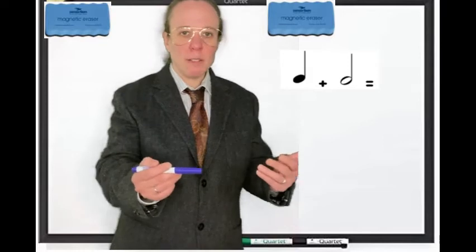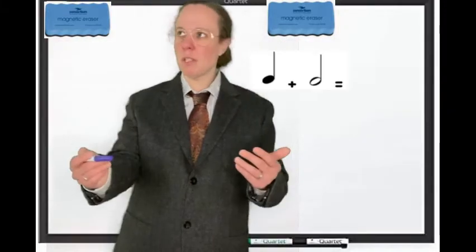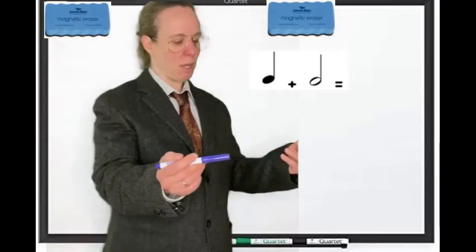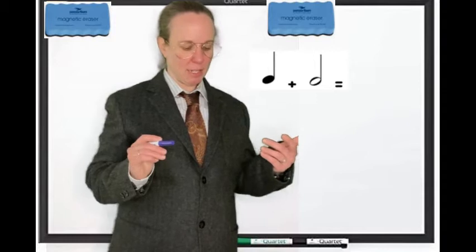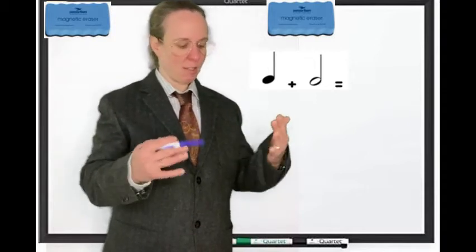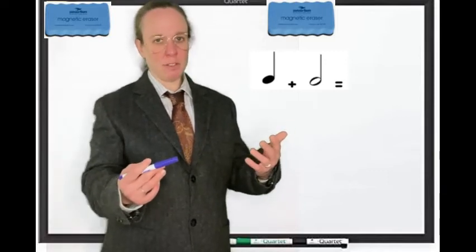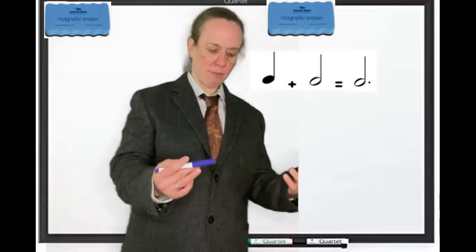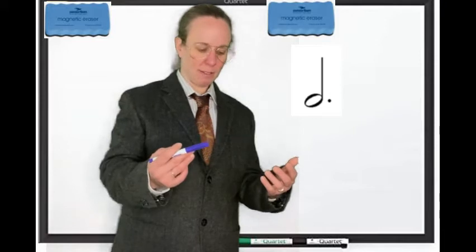And what does this note equal? Well, you can see that the answer to 1 beat plus 2 beats is 3 beats. And that means that the musical answer is a dotted half note. See? This is a half note plus a dot.